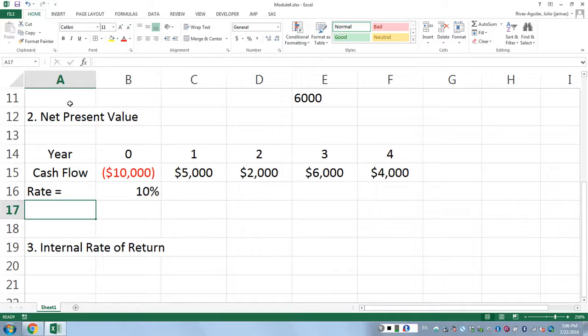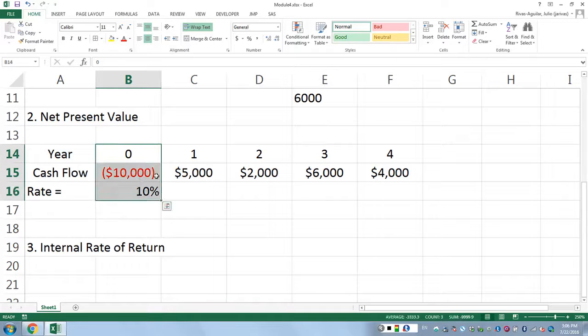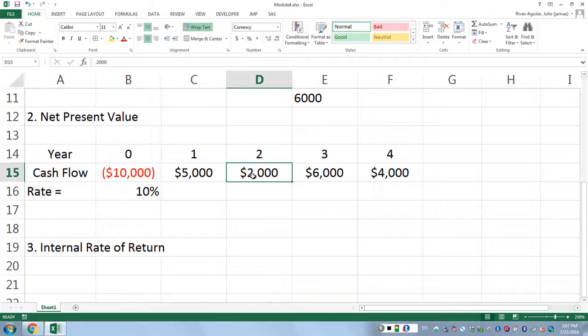So, what we're going to be doing is calculating the equivalent of these cash flows in today's terms, right? In other words, we're going to be calculating how much we need to have today in order to have $5,000 in 1 year, assuming the interest rate is 10%. We're also assuming compounding, right? So in this case, we need to know how much we have today in order to get $2,000 in 2 years, assuming an interest rate of 10% with yearly compounding. Now, that sounds complicated. It is not.